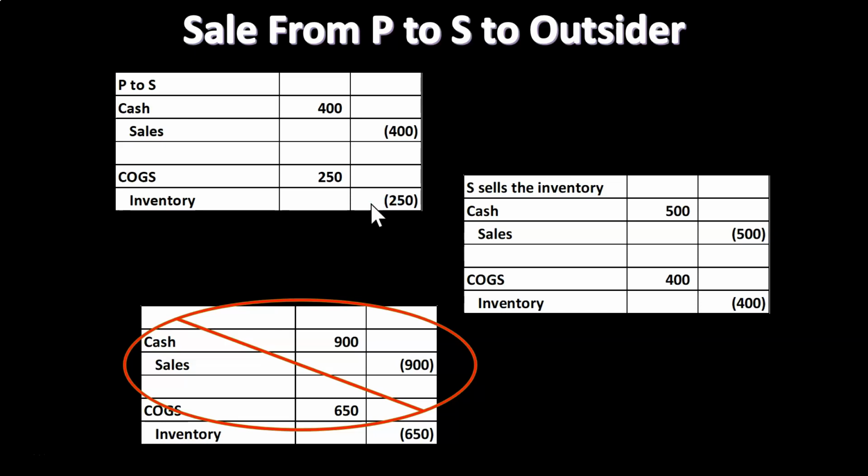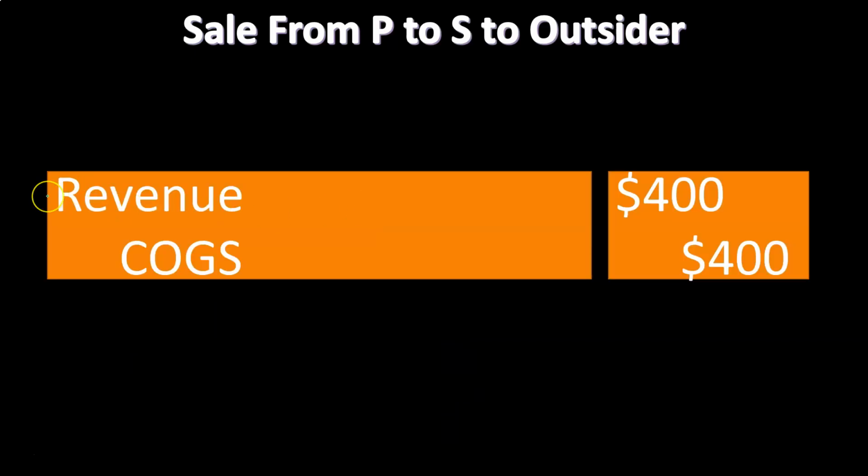But that'll take too long for us to do in a reversing entry. So in essence, this is going to boil down to something that looks like this: revenue, debit 400, and we're going to credit cost of goods sold. Now I'm going to look at a small example here, and then we'll try to put together a systematic way to do this when we do the longer kind of problems.